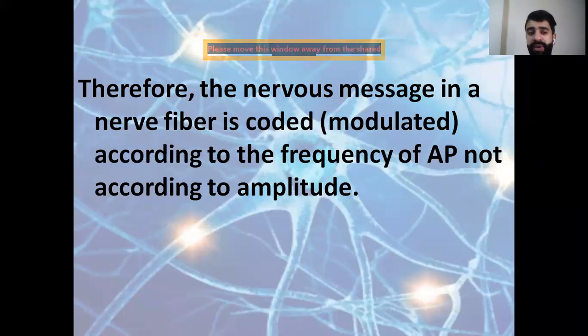So there, for example, the nervous muscle and nerve fiber is coded by frequency and not by amplitude. You're going to use this a lot. Whenever you have a question talking about the frequency and the amplitude of the nervous muscle and the nerve fiber, these indications and these conclusions are very important. They help you to focus on the question and to answer them.